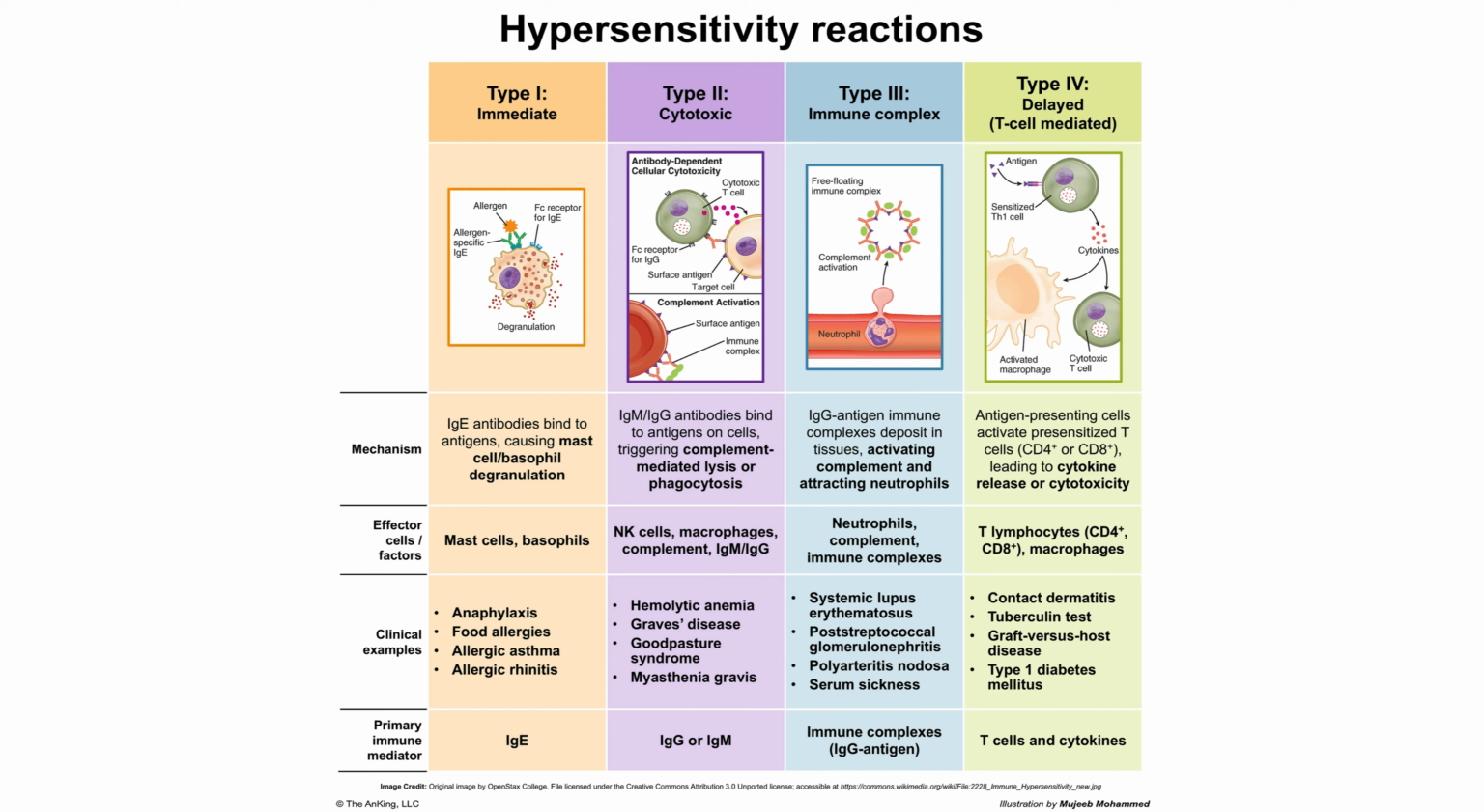Hypersensitivity reactions are overactive immune responses that can harm the body. They are divided into 4 types, each with a unique mechanism and set of diseases. Type 1 hypersensitivity is an immediate allergic reaction.